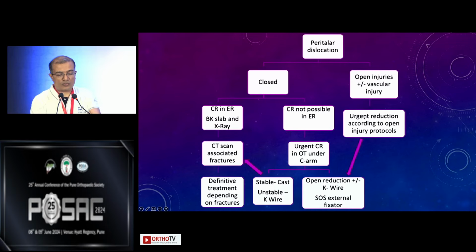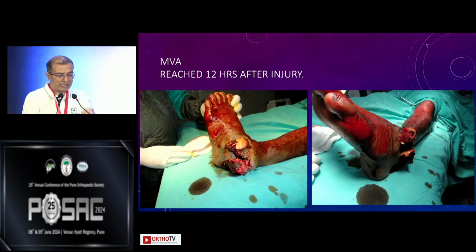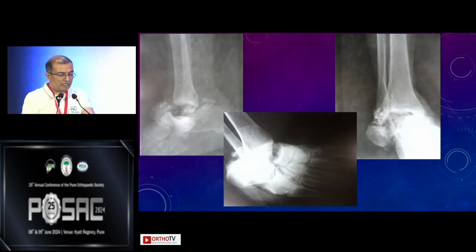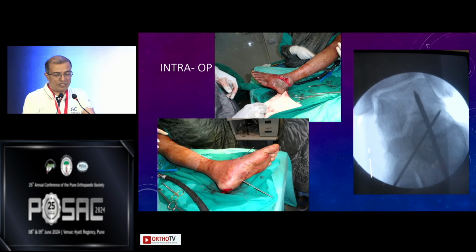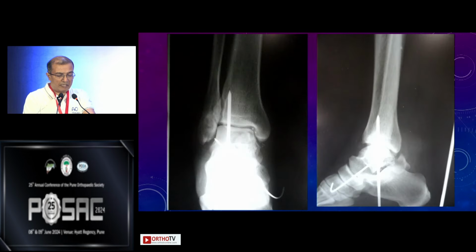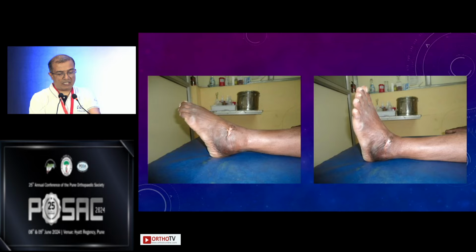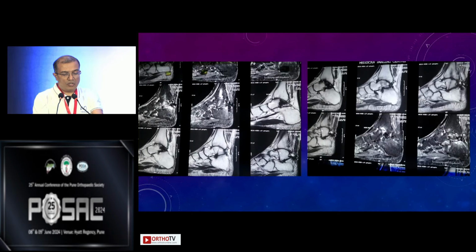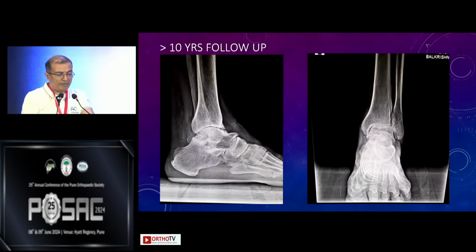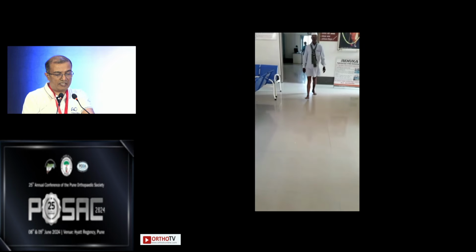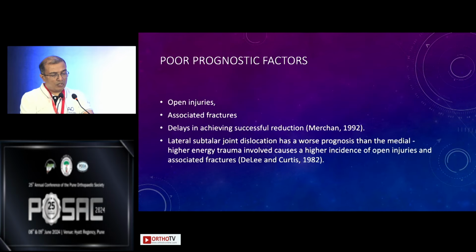Open injuries are also possible. Try to manage them on the merit of the open injury. Like this. This was an open fracture dislocation of the ankle and talonavicular joint. Debridement, reduction, simple K wire fixation was done, and this is how he went on to heal. We have more than 10-15 years of follow-up now, and this is his function, which was a totally extruded fracture, and we have published it also. What are poor prognostic factors? Open injuries, associated fractures, and lateral peritalar has a worse prognosis than medial.